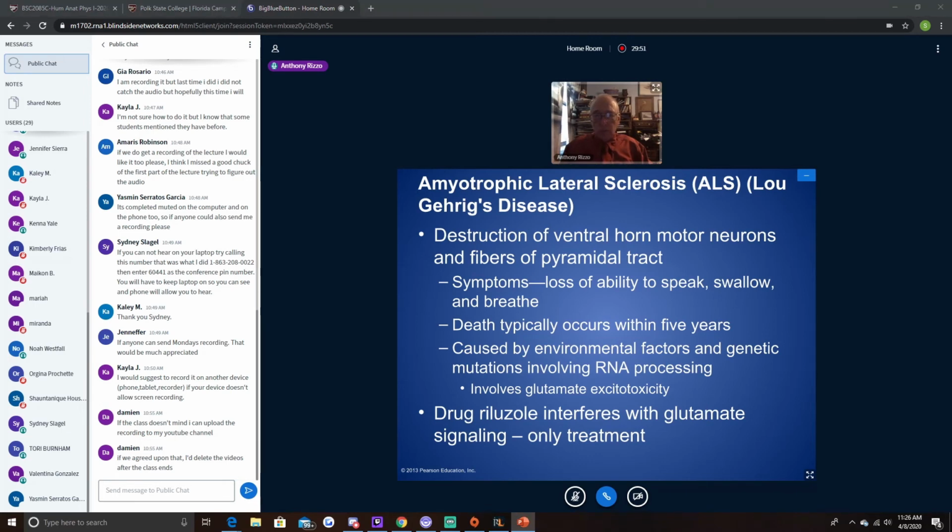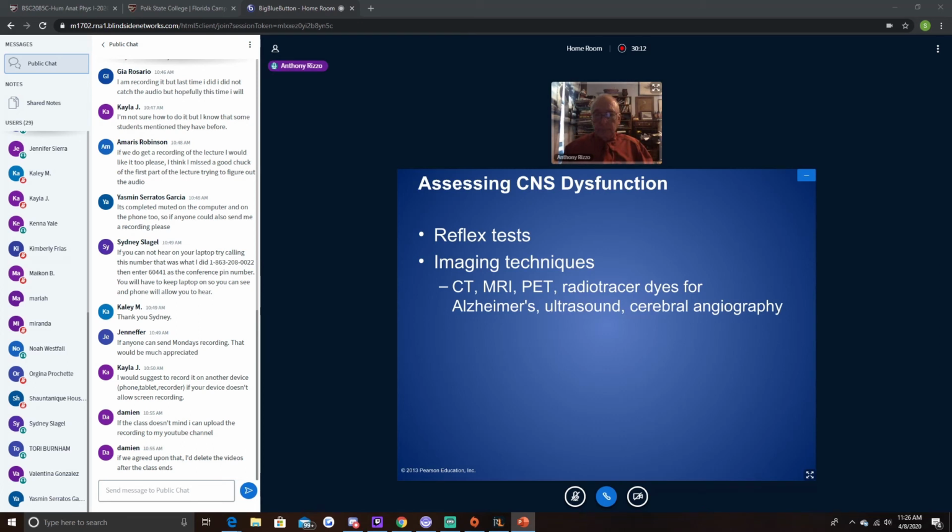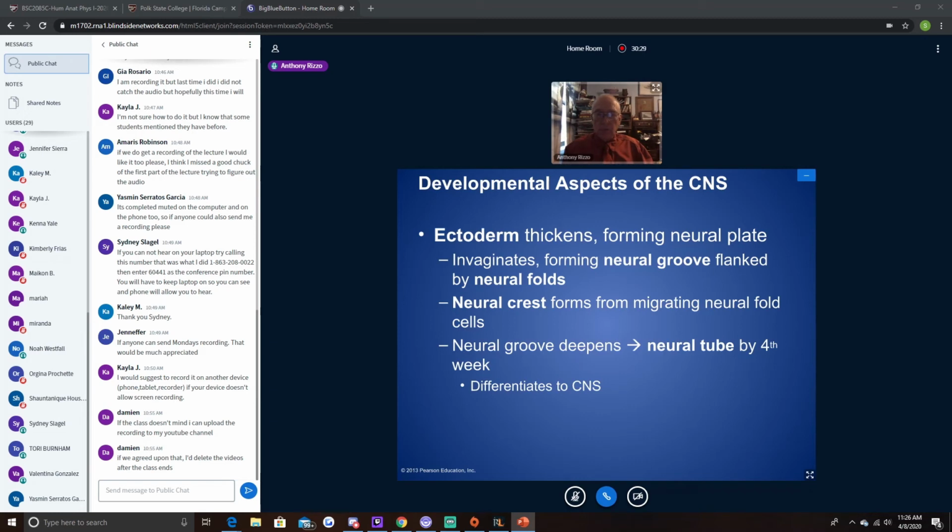These people lose their ability to swallow, they lose their ability to breathe and to speak because of damage to the anterior motor neurons of their spinal cord. I have had a student at Polk State whose mom had amyotrophic lateral sclerosis and died from it. Now, when we test the spinal cord to see if it's intact, we have CAT scans, of course, and MRIs. But clinically, the thing you do is you test a person's reflexes.